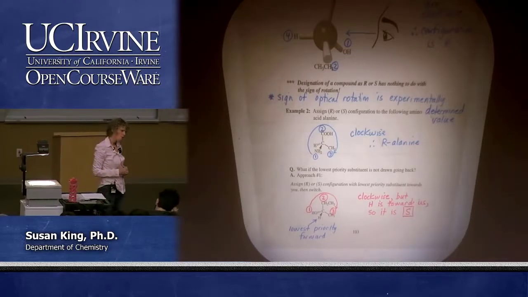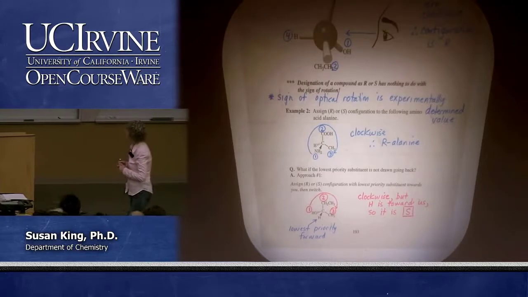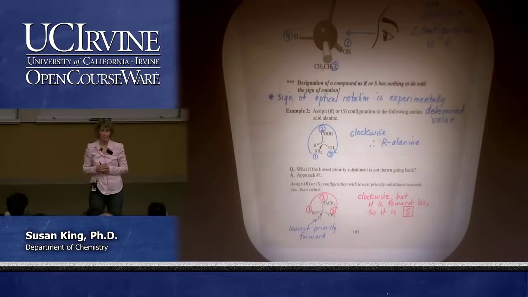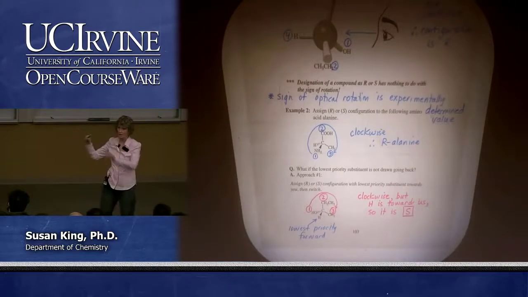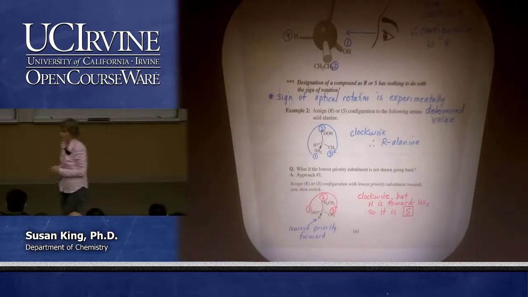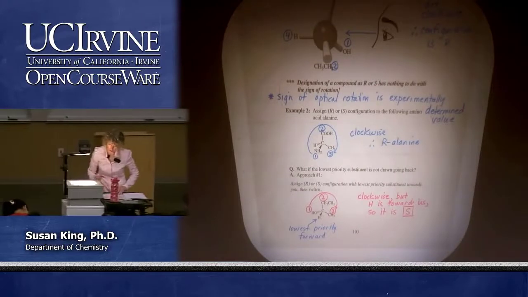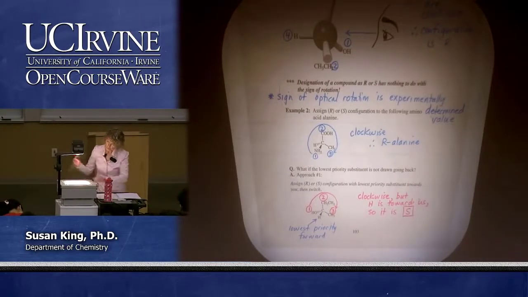If the lowest priority is in the plane of the paper, it is not in a dash or a wedge, I urge you to use approach number 2 for that, because it's really difficult. In this example here, we have it drawn as a model so we can kind of imagine ourselves walking over to the side. But when it's dashes and wedges like this, a lot of people have trouble with that. So this would be easy. This would be difficult to assign configuration because I have to imagine myself walking over to the side of the molecule and looking at what I would see. And it's a lot harder to do. So a good way to handle that is approach number 2.